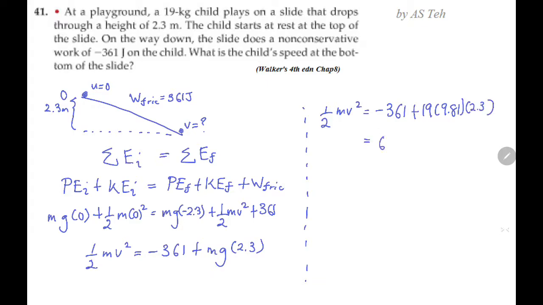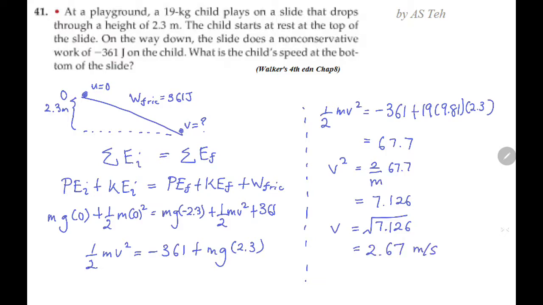That gives me 67.7. And if I solve for v squared, I get v squared equals 2 over m times 67.7, which equals 7.126. So therefore v is equal to the square root of 7.126, which equals 2.67 meters per second. So that's how we get the final velocity when the child reaches the bottom of the slide.